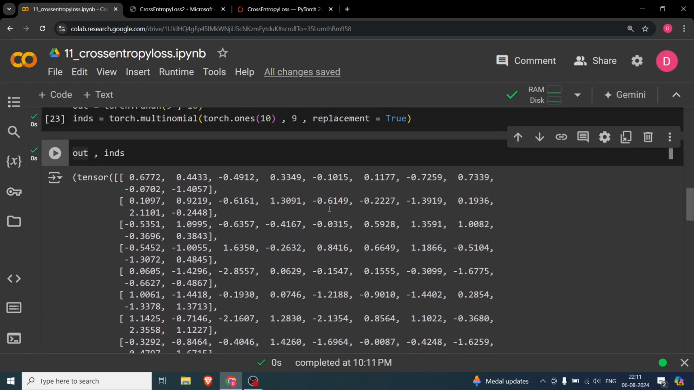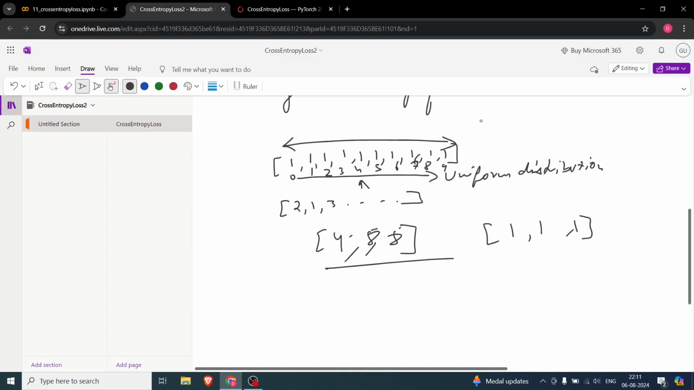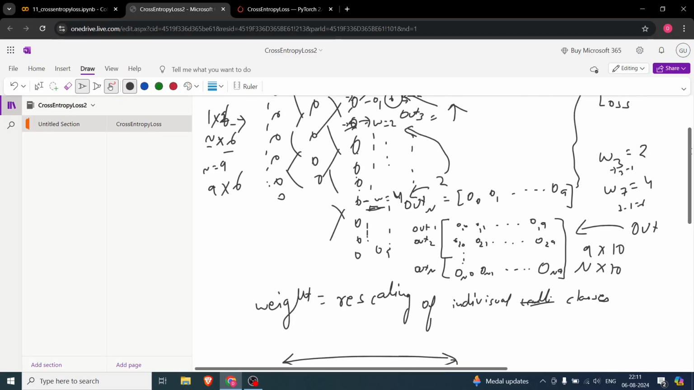So these are the unnormalized logits that come out from the last layer of the neural network, basically from this particular layer. All of the neurons over here.